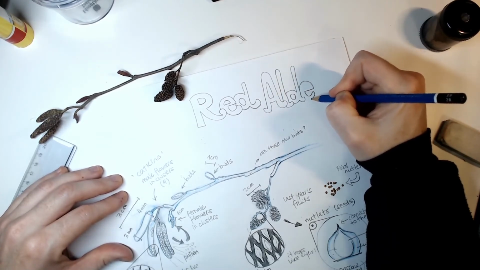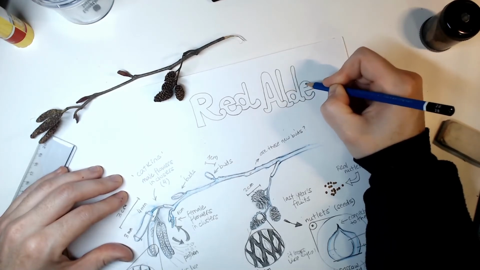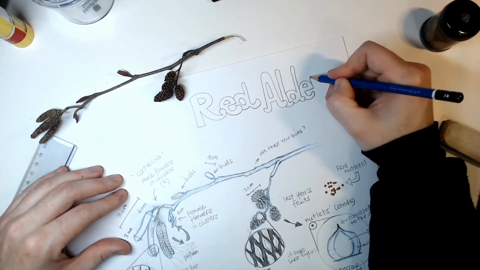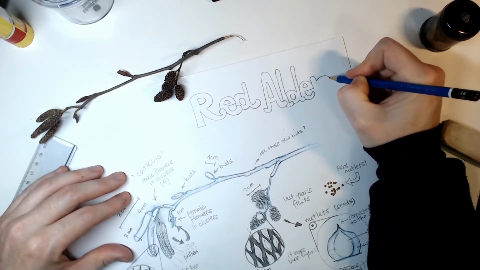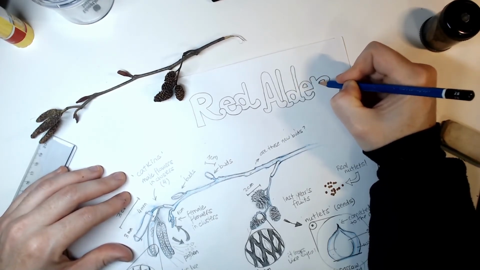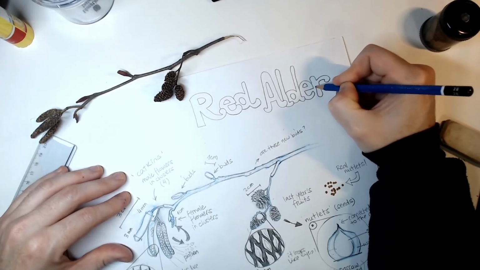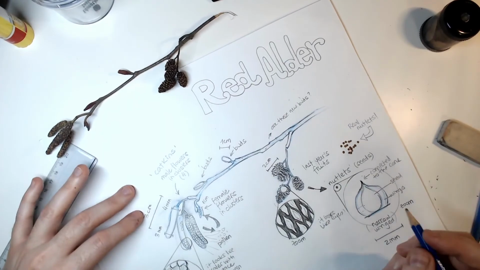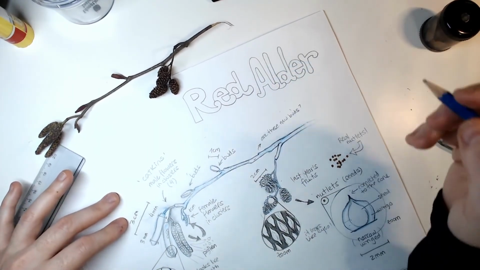And guess what? The twigs and the inner bark are also used because they produce this red dye. So my goodness, we use all sorts of things from this tree. I'm gonna write that down.